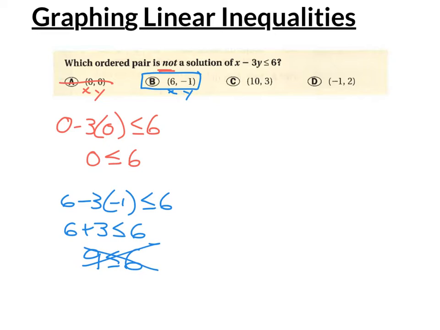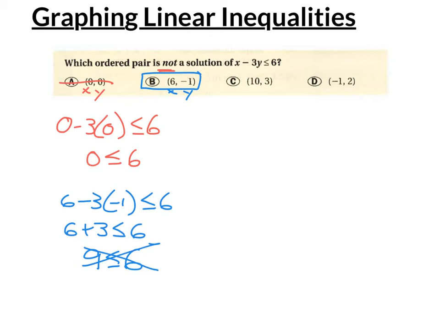Now, that means that C and D are both going to be solutions, right? If I put 10 in for x and 3 in for y, 10 minus 9 is 1. 1 is less than or equal to 6. The thing is, there are infinitely many solutions to this statement, right? Not just these three. There's also all kinds of different pairs of numbers that would make this true. There's also infinitely many points that would not be solutions.